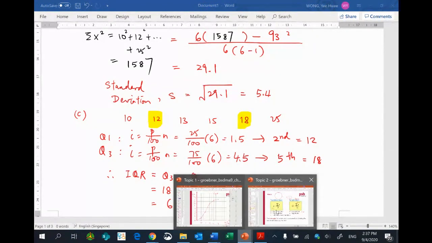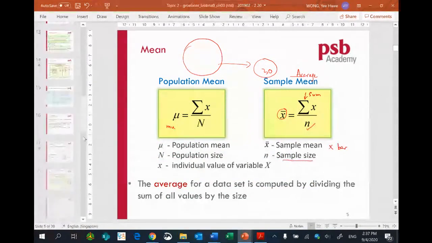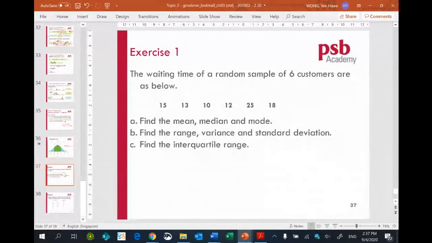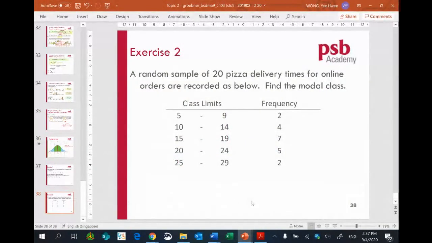Let's go back to the slide. We have answered this. These are the key ideas of this whole topic. Yeah, so if you can do this, you're almost 90% there. Yeah. So the only a little bit more is the empirical rule that you need to know also, right? Okay, now what is the last question?